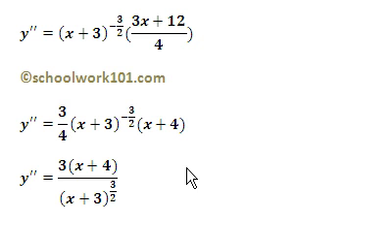So there it is. That's the second derivative, and as you can see, we spent most of our time doing algebra, but that's just what Cal 1 is all about, doing a bunch of algebra.